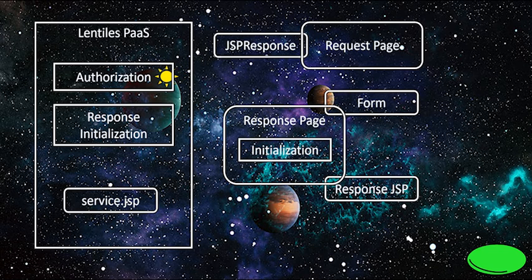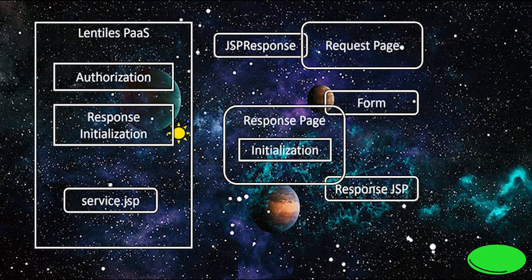The response JSP file assumes that an instance of its corresponding page class is available, so Lentiles PaaS must ensure an instance of the response page exists. If an instance does not exist, Lentiles PaaS creates an instance of the response page and initializes it. Lentiles PaaS has authorized user access to the response page and has prepared an instance of the response page to support the JSP.